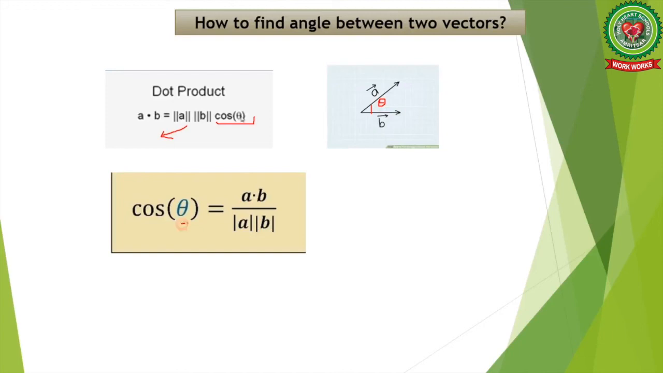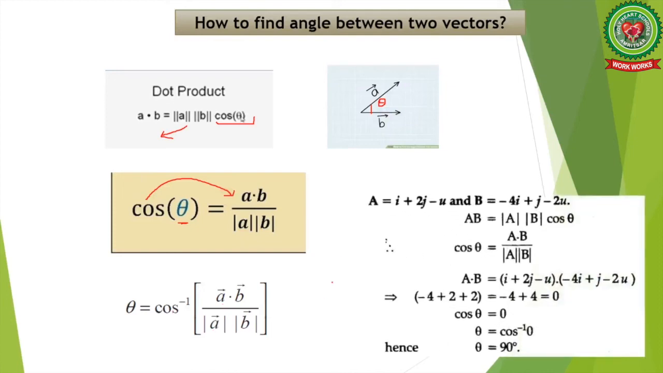I want this theta. Okay, I know that theta is equal to, I can take cos to the other side, it will become cos inverse of A dot B upon magnitude of A into B. For example, A vector i plus 2j minus k, B vector 4i plus j minus 2k. Here you can write k also. We have done i, j, k. Standard form is k only.